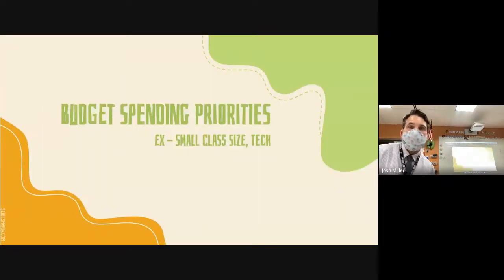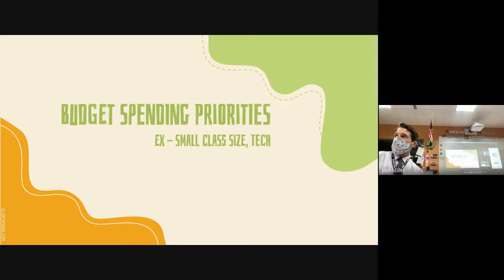All right, so what we need to determine as a group is our budget spending priorities. And this is where I need some feedback from our community about what our budget priorities are. In the past, small class size has been a budget priority since I've been here. Sometimes we've had tech involved in that. Before we were 1-to-1, that was a big push for our building, but we are currently 1-to-1.